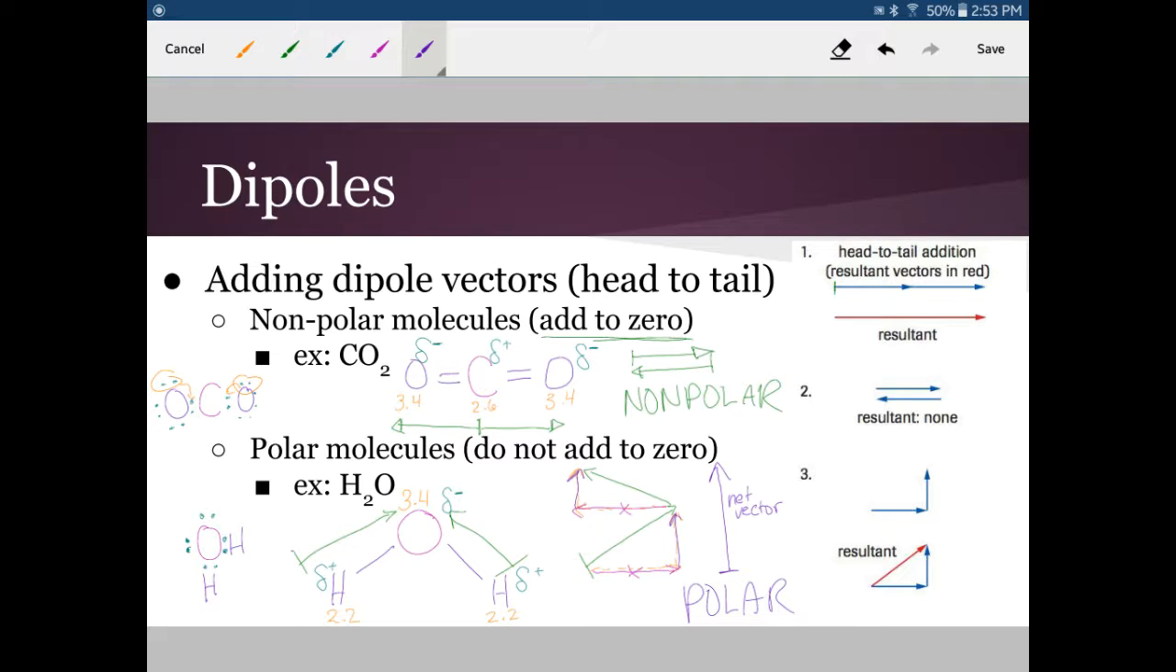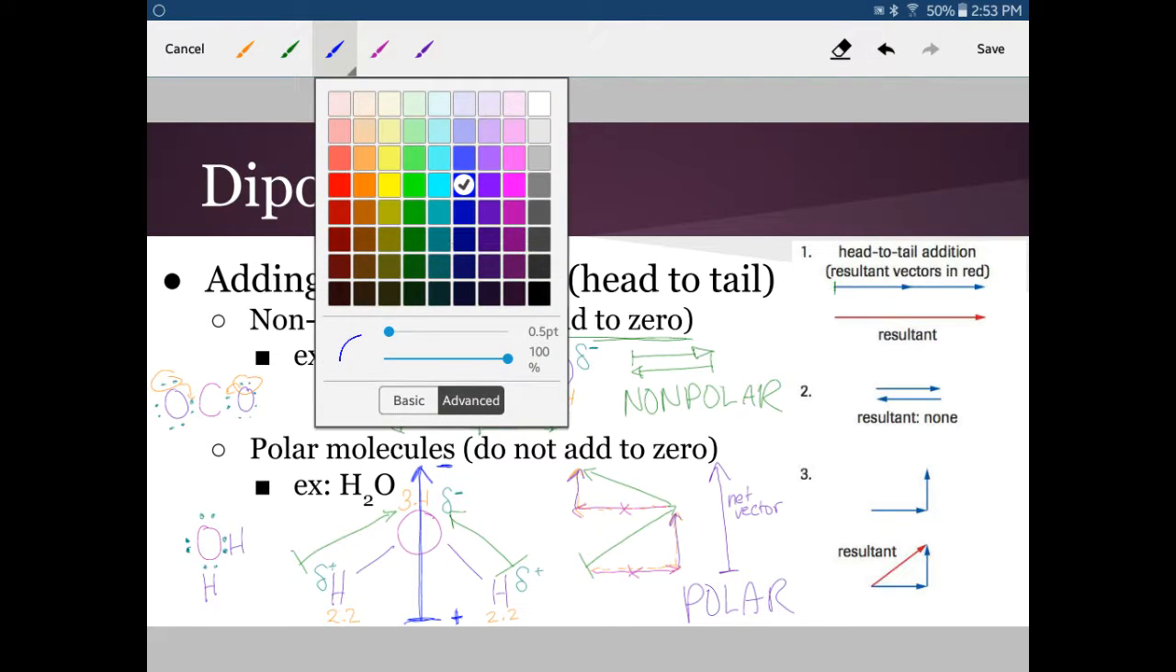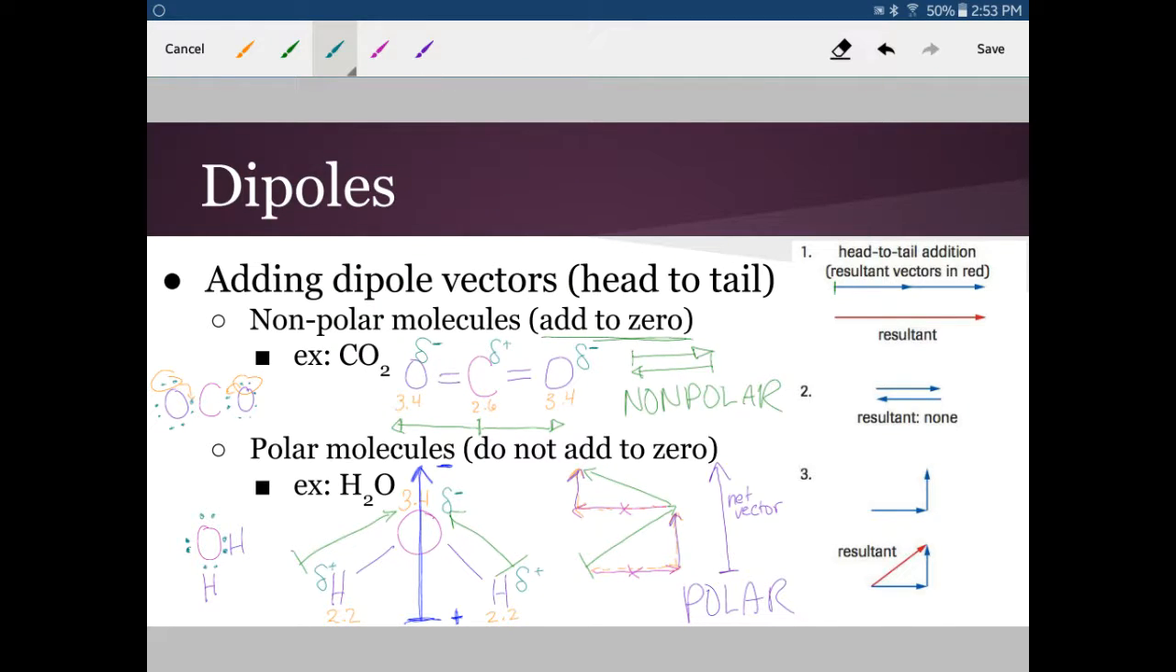All right, and I could notate that there's the net vector simply by adding in the vector. And let's just do this in a crazy color so we can see it. And I would just do this like this, that my net vector is like this, meaning that this is my relative negative side and this is my relative positive side of this entity. So I can see how my bond dipoles help me determine molecular polarity.